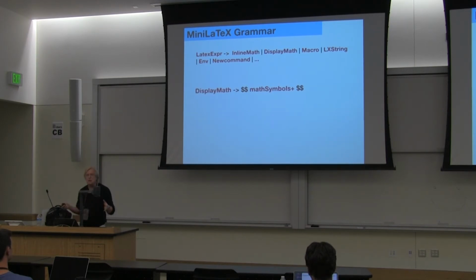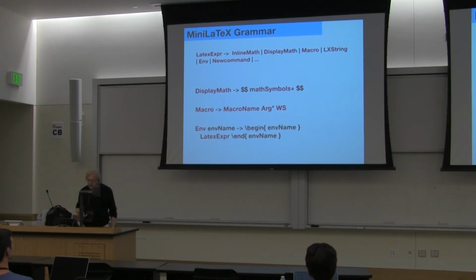So, for example, display math, that's an easy one. Any math stuff enclosed in double dollar signs. Macro, well, let's see. Macros have a name, and they have a possibly empty argument list. So you're going to have non-terminal symbols for those things. It all kind of sounds like wishful thinking, but you know, it all works out because you keep expanding until you get down to terminals. Environment, I'm not going to list them all. In fact, this is all I'm going to list.